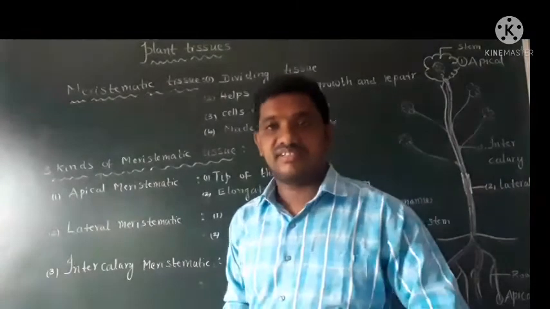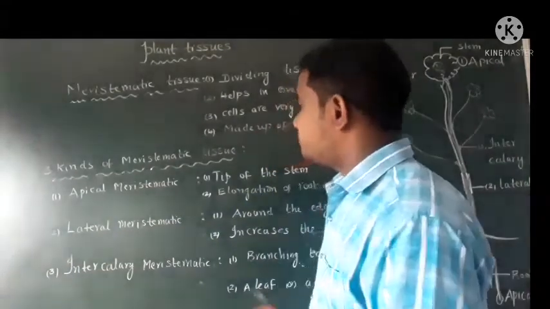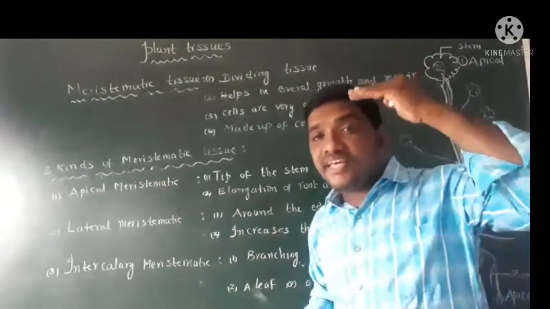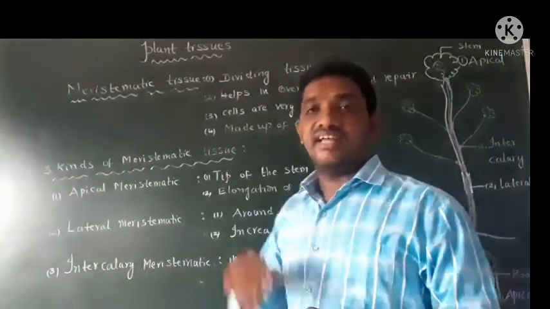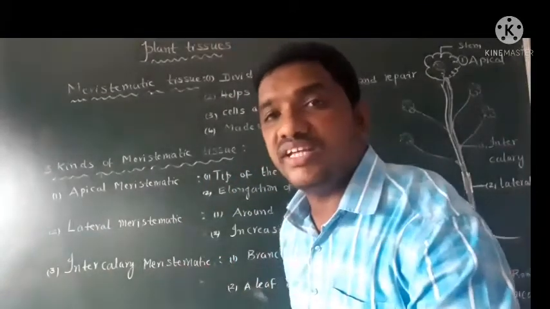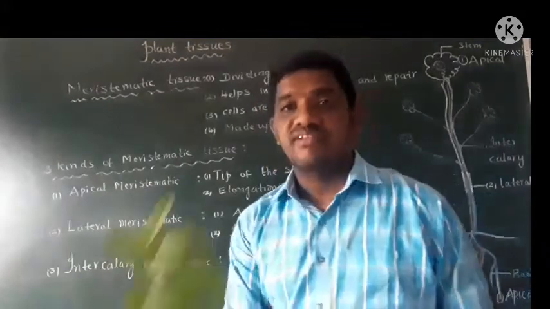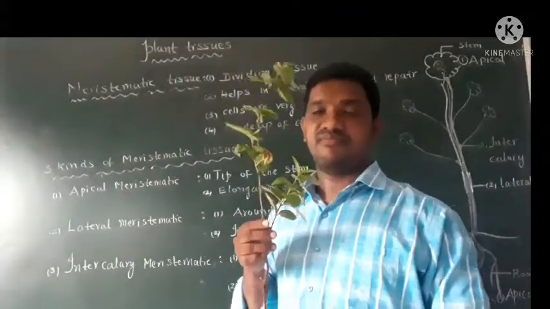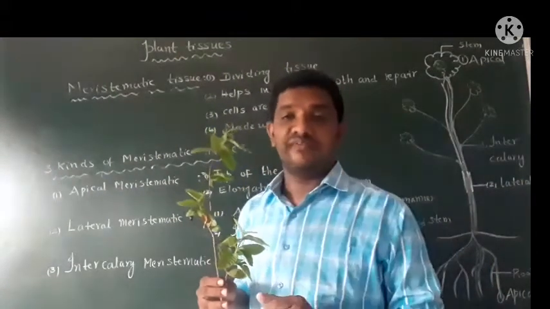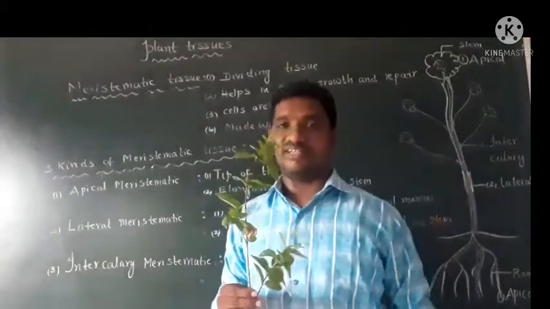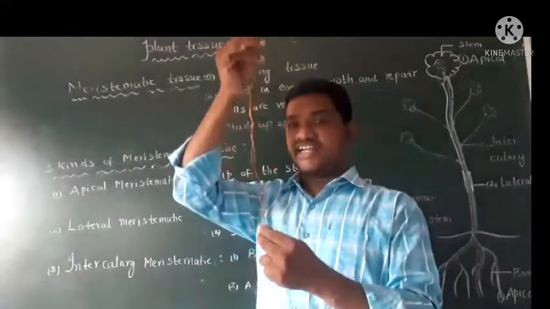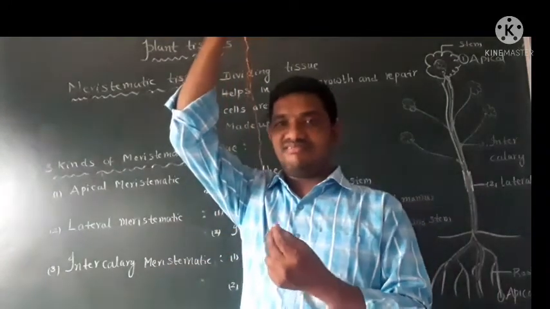Listen to this topic once. Apical meristematic tissue: the term apical means the ending part of the plant body. What are the ending parts of the plant body? Check it once. This is the plant. What are the apical parts? Apical is a Greek word. This is the ending part of the plant body, and this is the ending part of the plant body, yes or no?